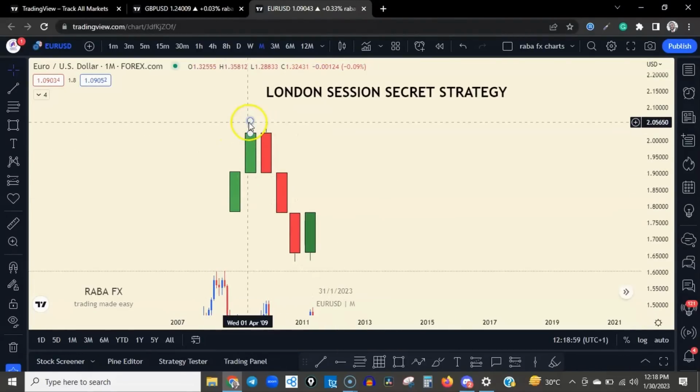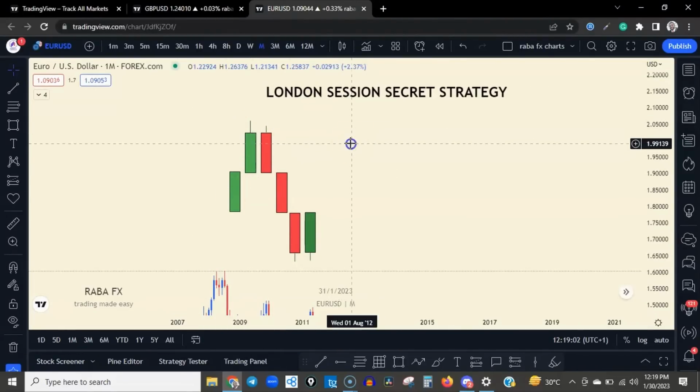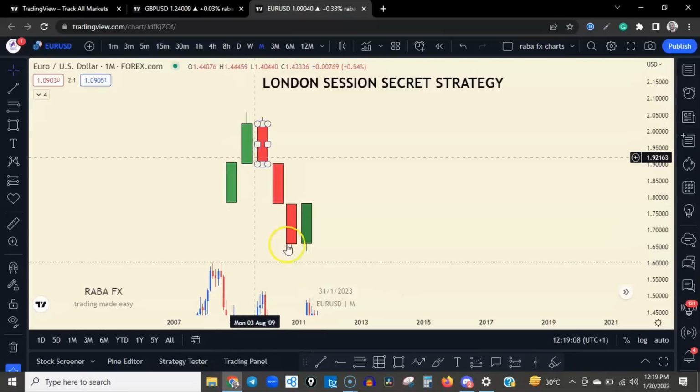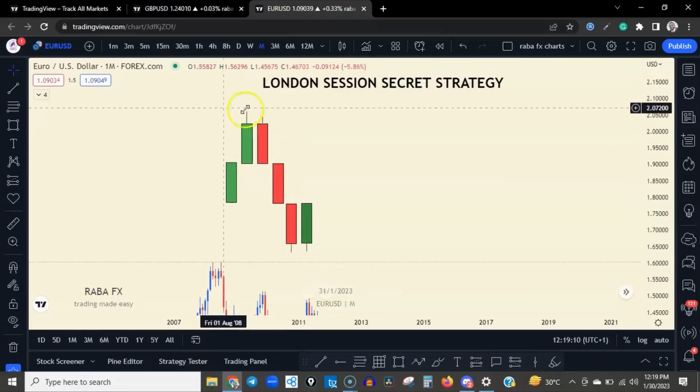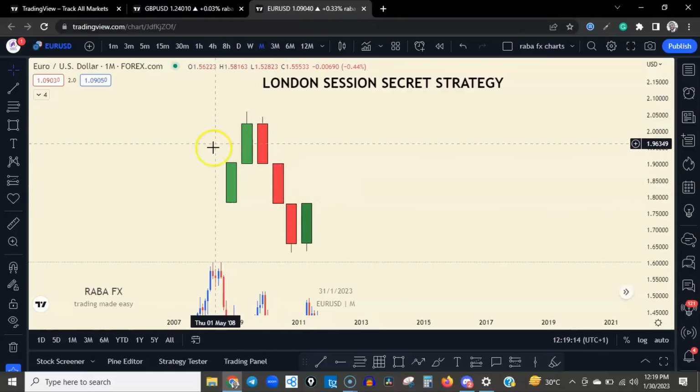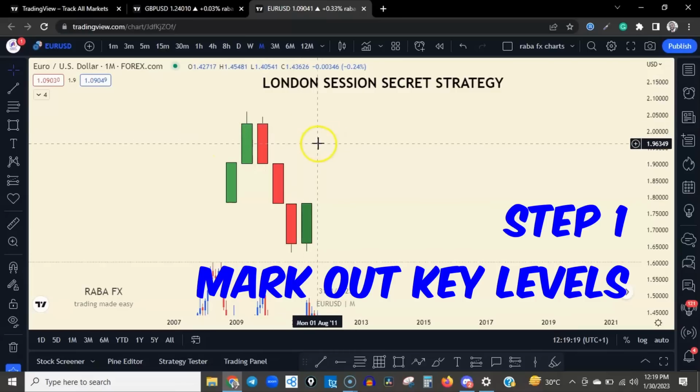For example, we have a previous London session here. All you need to do, the London session created a high and a low of the session. Now, these highs and lows were produced by banks, okay? And there are some key levels you need to know. So the first step is for you to mark out your key levels.